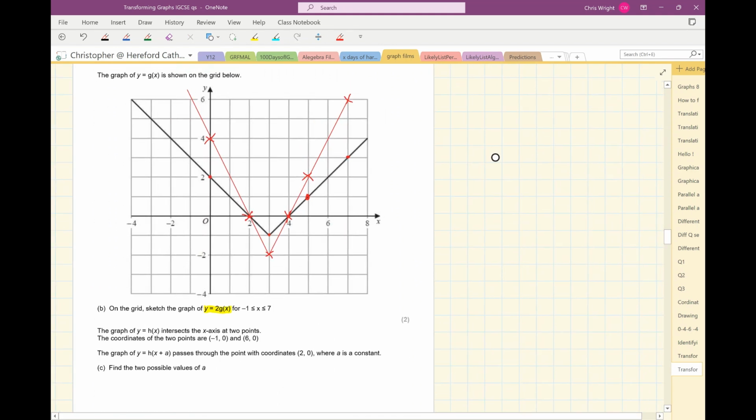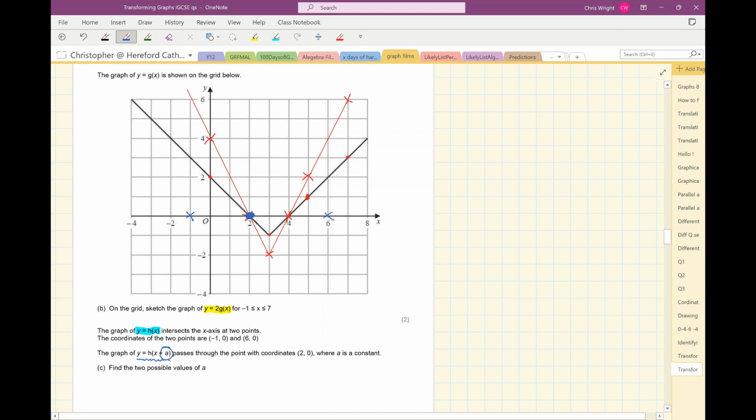Part C. The graph of y equals h of x intersects the x-axis at 2 points. It intersects the x-axis at minus 1, 0 here and 6, 0 here. The graph of y equals h of x plus a passes through the point with coordinates 2, 0, passes through this point. Find the 2 possible values of a.